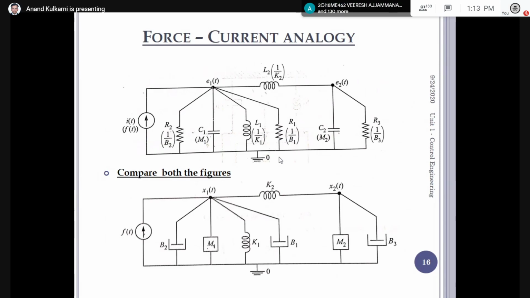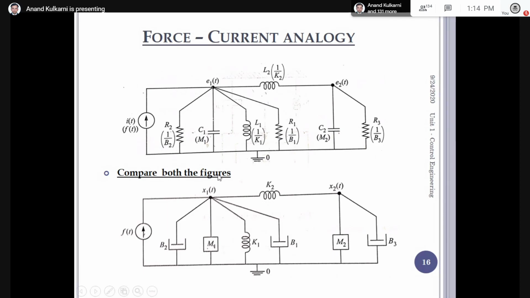Now, just compare these two figures. This is the figure we had already drawn, because we had converted that mechanical system into a node drawing. Now just compare this. Wherever there is a force, we are replacing it with the current. So force is nothing but current. Then wherever there is a damper, correspondingly we have replaced it by resistance. So B is nothing but resistance.